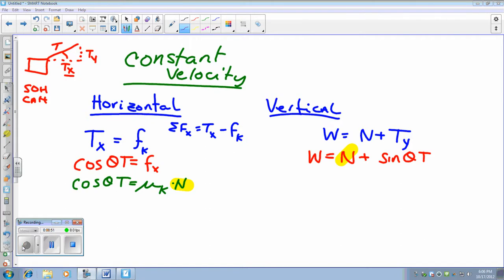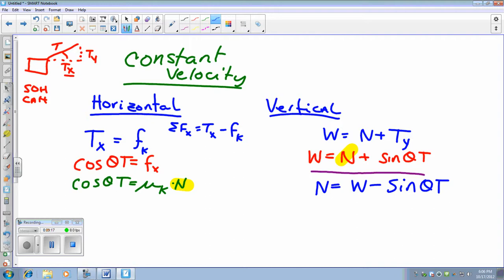So now that I've found values that are equal to each other, the normals on both sides, what I can do is take my vertical data over here, make it equal to my normal, and then plug that in for the horizontal data. So all I have to do is subtract sine theta multiplied by the tension over to the other side so that n is equal to the weight minus sine theta multiplied by T. I subtracted sine theta T over to the other side, and then I just rearranged the equation.